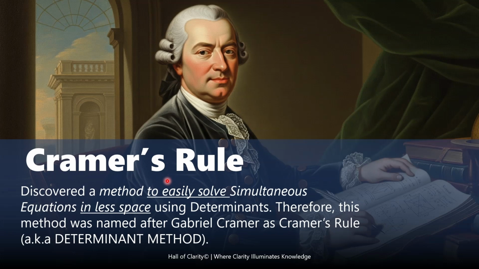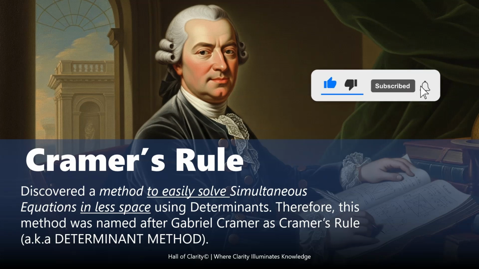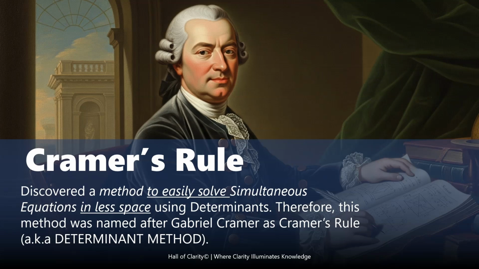What he did, he discovered an easy to solve method for simultaneous equations, which was consuming very less space. And the concept of determinants was used in his method. Therefore, this method was named after Gabriel Cramer as Cramer's rule. It is also known as determinants method because it was using determinants. So this is about Gabriel Cramer, who invented Cramer's rule.